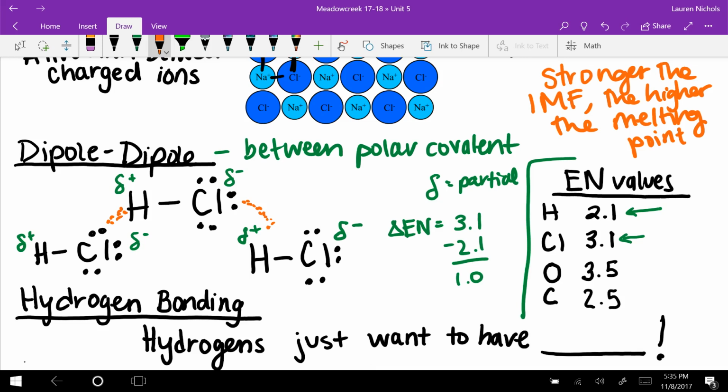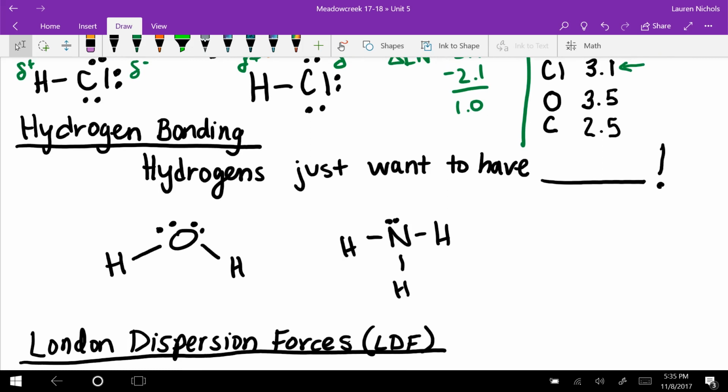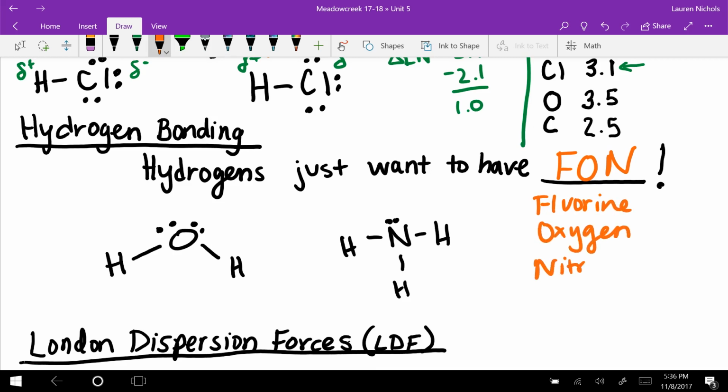So dipole-dipole forces are pretty strong. But a special type of dipole-dipole is hydrogen bonding. The key phrase to remember is that hydrogens just want to have fun. And obviously I'm not saying fun like in the song, but it's talking about fluorine, oxygen, and nitrogen. So if you have molecules where there are going to be hydrogens and nitrogens available, you're going to see a special type of bond.